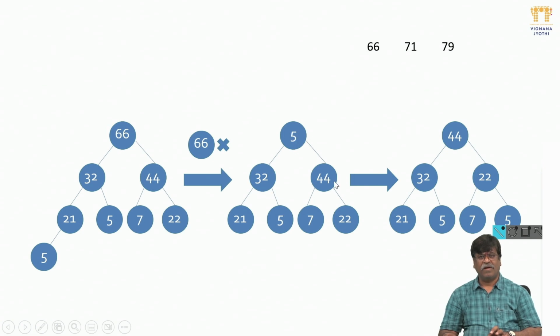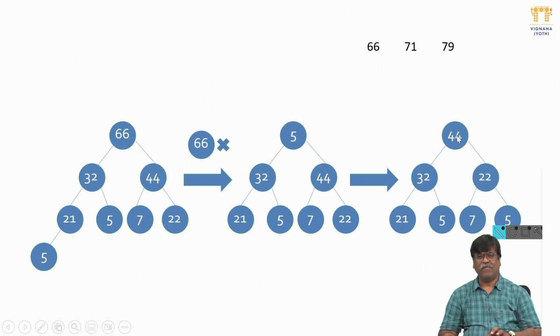the last child 5 will be removed from the tree and this value will be copied into the root. Again you can call the procedure and rearrange the data: 5, 32, 44. Which one is the maximum? 44. So this 44 you can copy into the root place and 5 comes here. Then 5, 7, 22. 22 is the maximum, so 22 will go to the root place and 5 will come here. So 44, 22, 5. This is the max heap you will get.